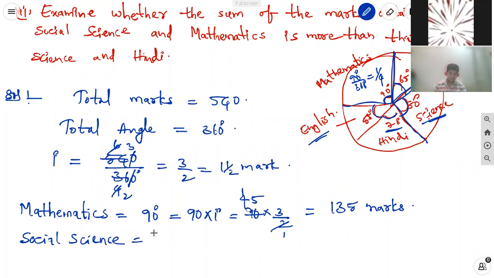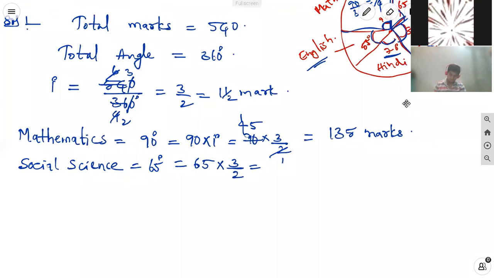In social science, it is equal to 65 degrees. That is 65 into 3 by 2. 3 5s are 15, 1, 3 6s are 18, plus 195 by 2. It is equal to 97.5 marks.